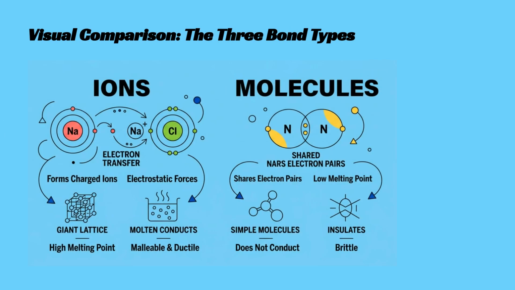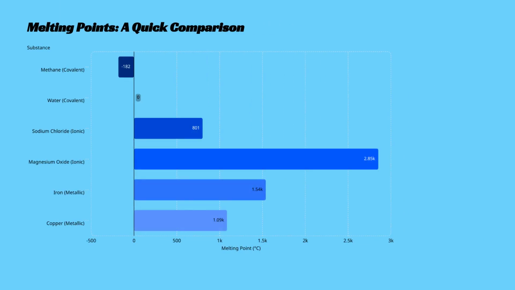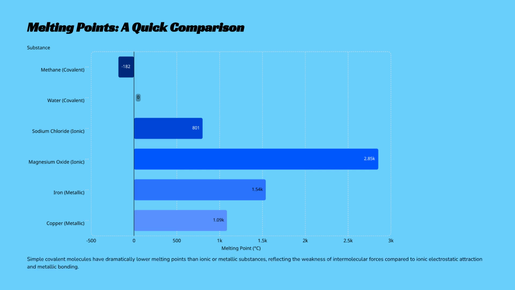Ionic substances transfer electrons, covalent substances share electrons, and metallic bonding involves a sea of delocalized electrons. Melting points vary greatly. Ionic and metallic substances generally have high melting points due to strong bonding. Simple covalent molecules have much lower melting points because only weak intermolecular forces are broken.